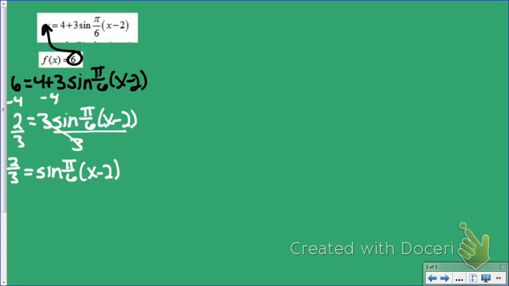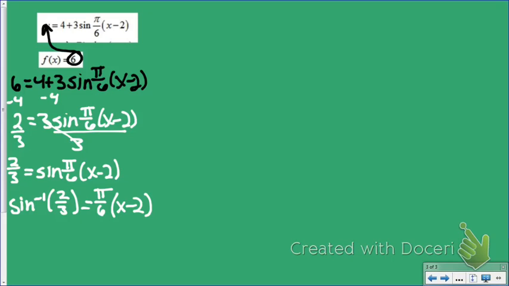And now I'm going to rewrite this as an inverse. Normal inverse: if I have x equals the sine of y, I can rewrite that as y equals sine inverse of x. So I can switch those two if I rewrite it as an inverse. So I'm going to rewrite this. Now this is going to be sine inverse of 2/3 is equal to pi over 6 times x minus 2.